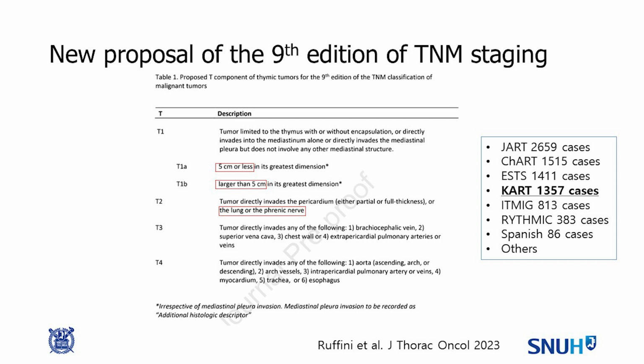They divide T1 into T1a and T1b by a size cutoff of 5 centimeters. In this analysis, our group devoted so many cases of the database. The largest one is the Japanese group. However, the second largest group is our Korean group. So we contributed something to making a new staging system in ITMIG.